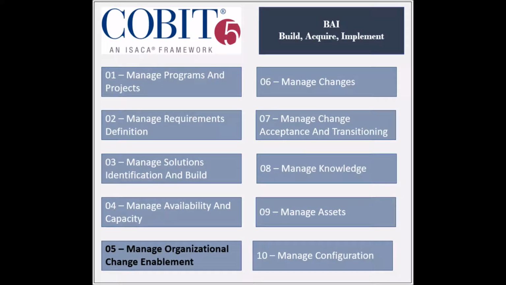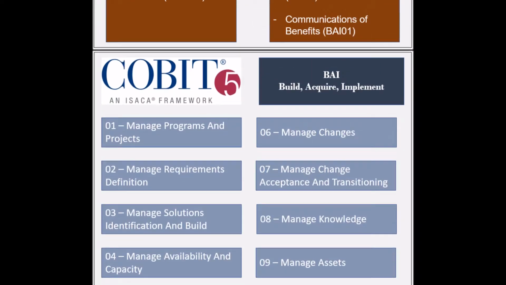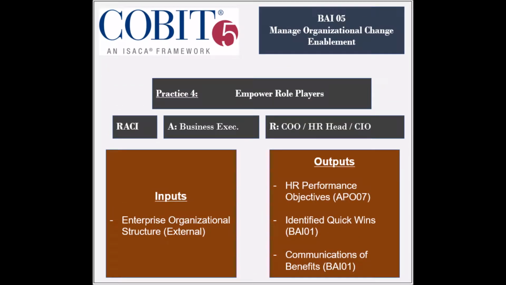The fifth process of the build, acquire and implement domain, called Manage Organizational Change Enablement, has 7 practices. The fourth practice is to empower role players and identify short-term wins. The entities that are responsible for this practice include the Chief Operating Officer, the Head of Human Resources, and the Chief Information Officer. The entity that is held accountable is the business executives.